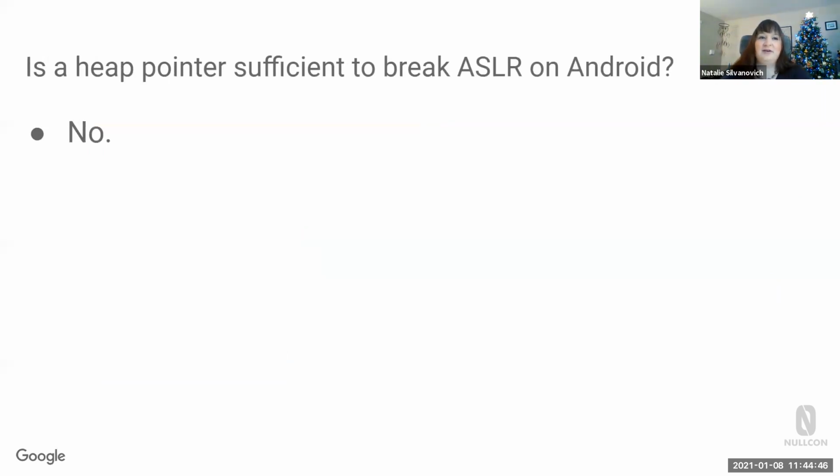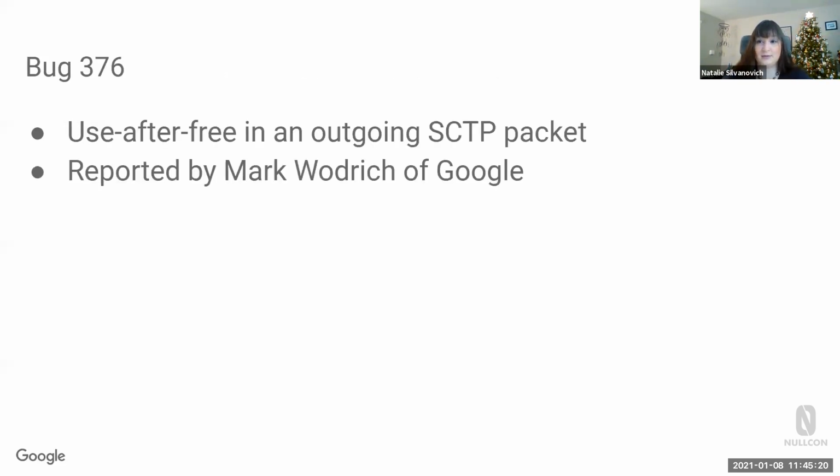So after this bug, I was wondering, have I broken ASLR yet? Is a heap pointer sufficient to break ASLR on Android? I had a lot of things that I was going to put on this slide, and then I decided, just no. On modern Android, that is not going to work. I looked at this a lot, with lots of heap histograms and that sort of thing. And currently, there's not any relationship between where the heap is and where code is on Android anymore. So this was not enough. I needed another bug to break ASLR.